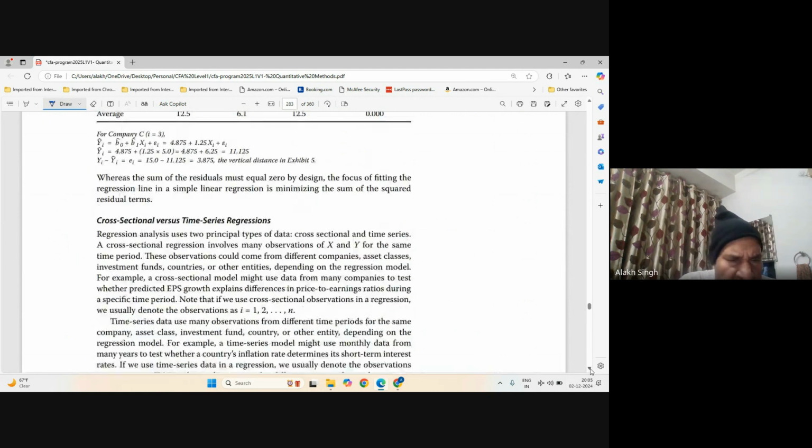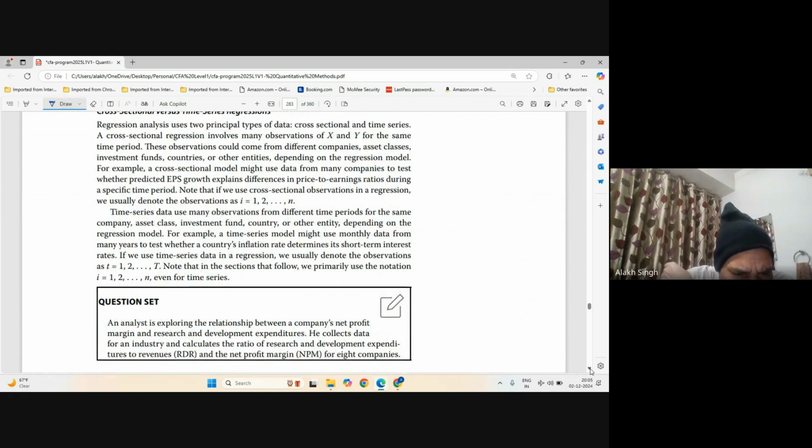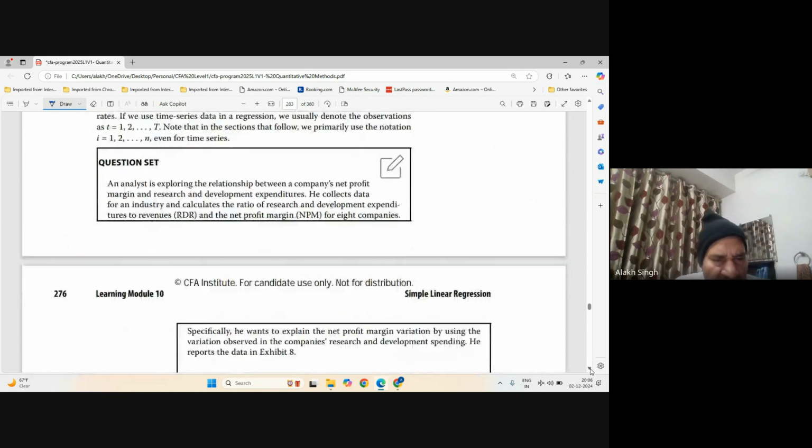Okay, here comes cross-sectional versus time series. In cross-sectional, we use different kinds of data. Time is fixed and the variables are other than time. And in time series, the variable is fixed, but only time varies. In cross-section, time is fixed, and the variables vary as per region, as per qualification. So let me see, this is the question set.